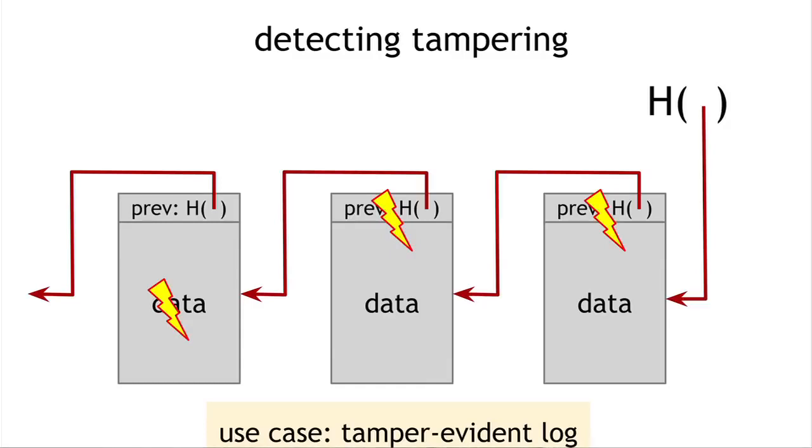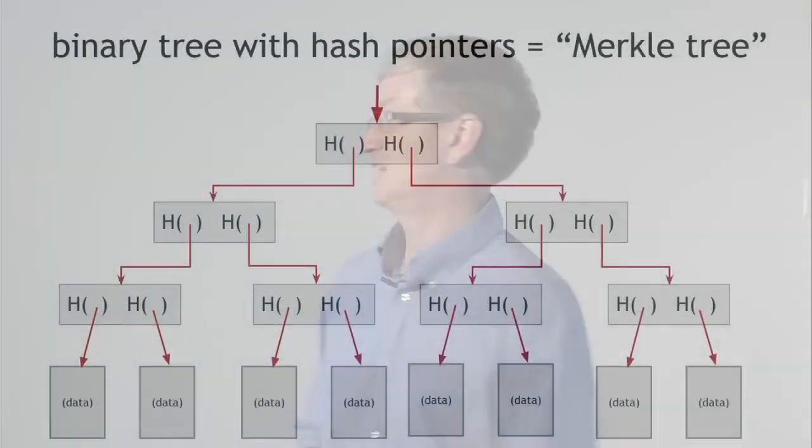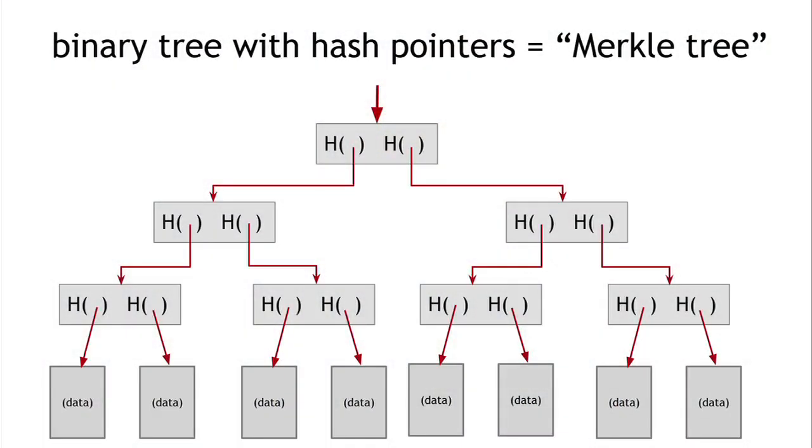And so we can build a blockchain like this containing as many blocks as we want, going back to some special block at the beginning of the list, which we might call the genesis block. And that's a tamper-evident log built out of a blockchain. Now, another useful data structure that we can build using hash pointers is a binary tree.